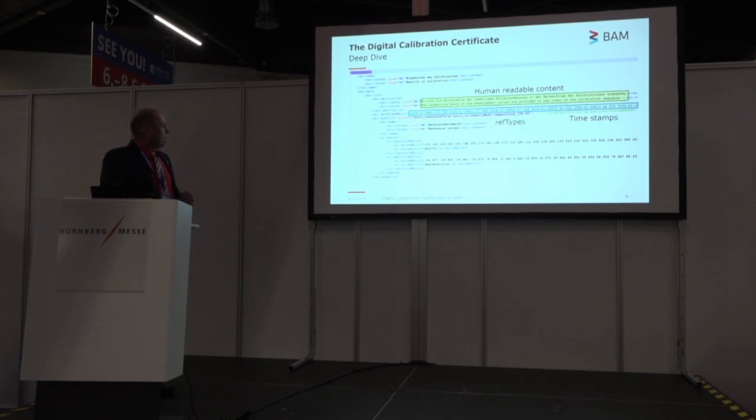recorded. And we have these ref types. So these ref types are the key elements to provide the machine interpretability. Because here, the machine can get the semantic information it needs to interpret this data.